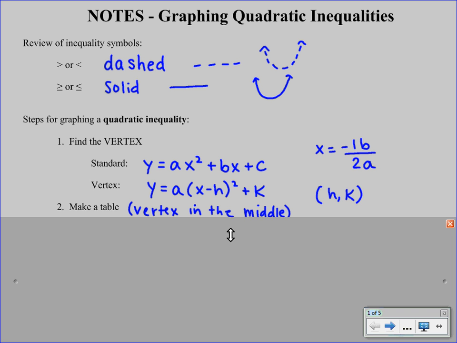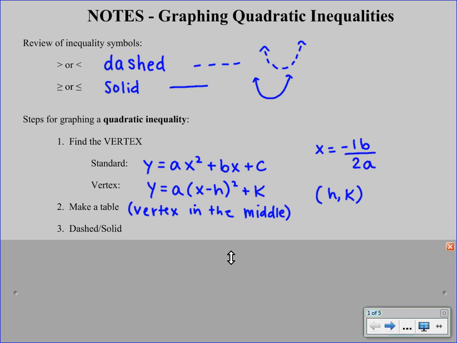So that's where the old stuff ends, and now this is where the new stuff begins. Once you get your ordered pairs, usually we've done 5 points that we're going to put on the graph, you have to know how to connect them. So you're going to have to decide, is it going to be a dashed parabola or a solid parabola? And to do that, you're just going to think back to those inequality symbols that we reviewed at the start of this lesson.